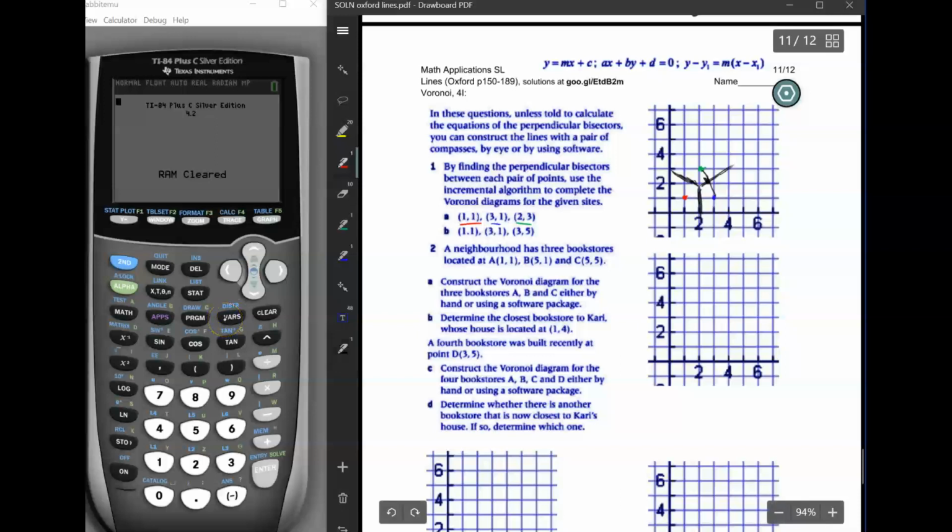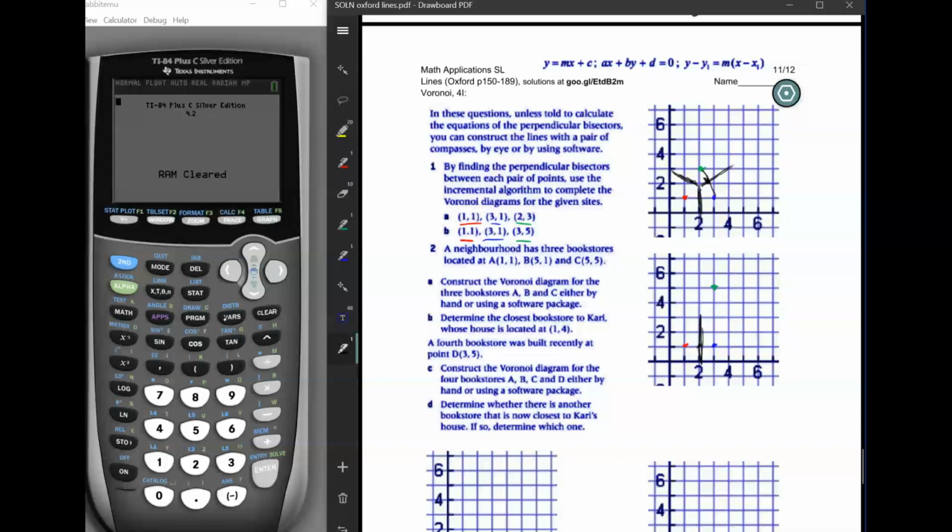So the next one has 1, 1, and 3, 1, which are the same as the previous one. And then the third point is 3, 5 instead. So let's see what's different about that. So 1, 1, 3, 1, and 3, 5. Okay, and so if we drew a perpendicular bisector between red and blue, it would go through this point, which is the midpoint, and it would be vertical, because the line connecting red and blue would be horizontal.